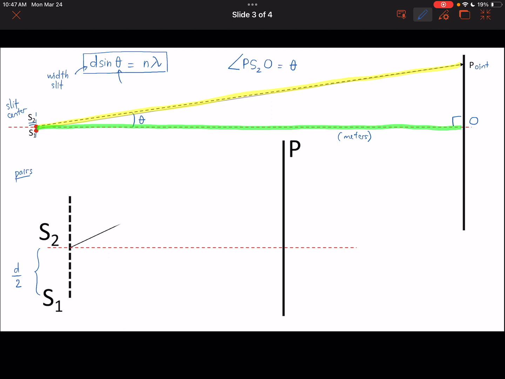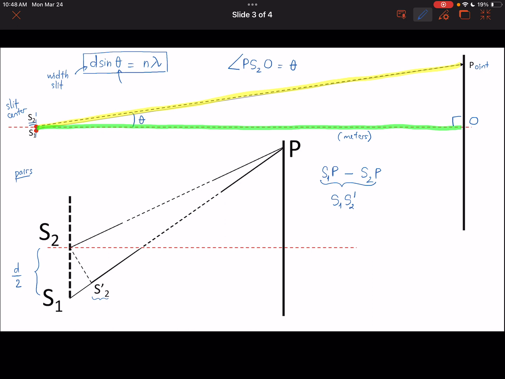So then, you can see that from S2 to the point of interest P, the path for the wave to travel will be S2P, right? Then the distance from S1 to P is another path that the wave travels. If we want to study the path difference between these two, I will try to align the S2P onto S1P and borrow this point S2 prime here. Then we can see that the path difference now becomes S1 S2 prime, right? That will be the path difference.